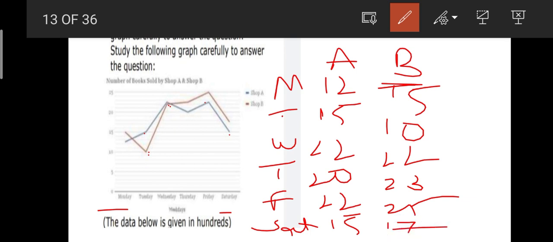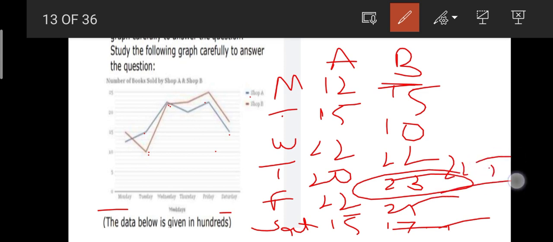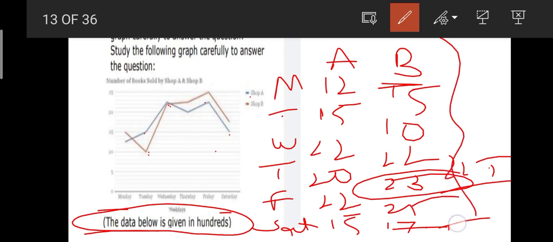Okay, here you can take it as 17 books, or else you can take it as 17.5. This 23 also you can take it as 22.5. Okay, depending on convenience. And then here you also observe this, the data given below is in hundreds. Okay, all these are in hundreds. Okay friends, 1200, 1500, 2200, 2000, 2200 and then 1500.